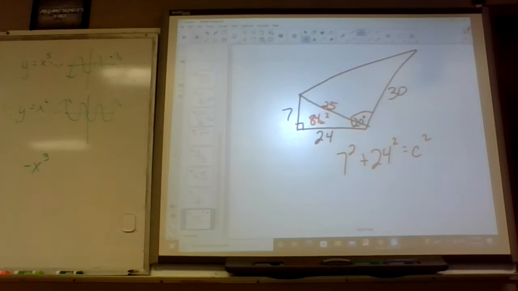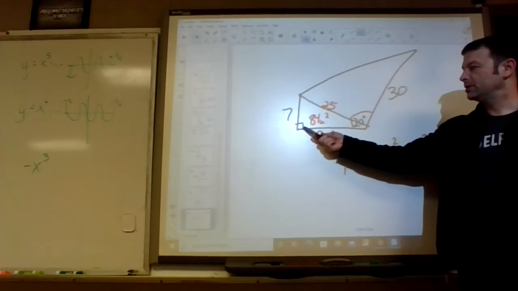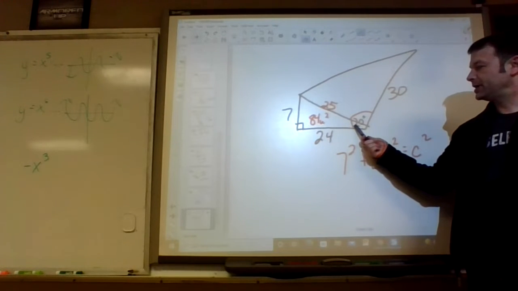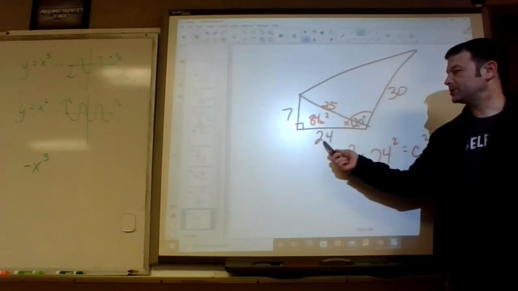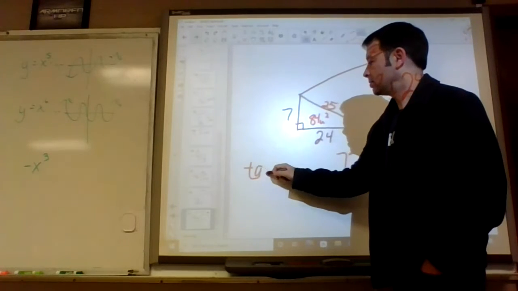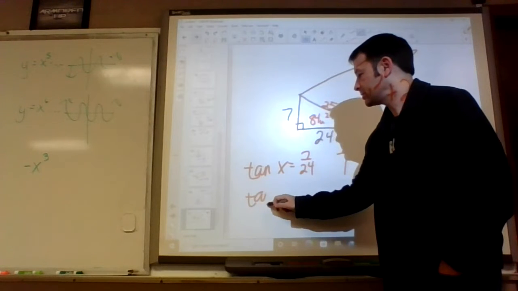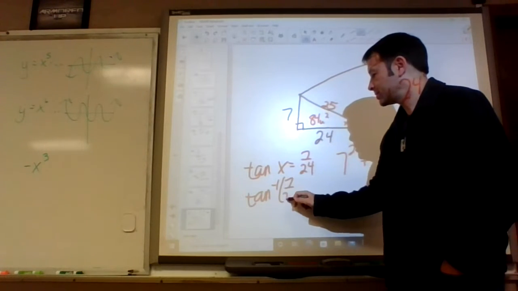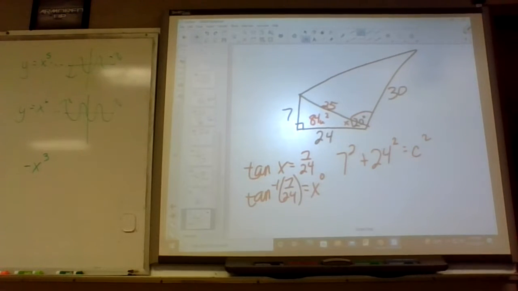And then we can find the angle with law of sines. Can you use law of sines? You could use basic trig, because it's the inverse tangent of 7 over 24. Tangent of x equals opposite over adjacent. So tangent inverse of 7/24 gives you x degrees, 16.83.